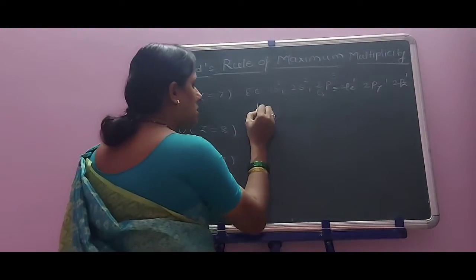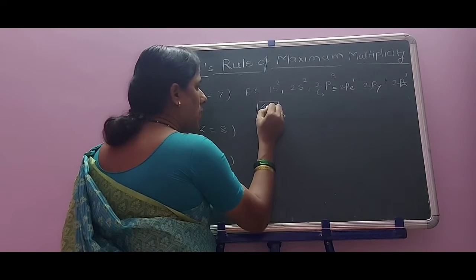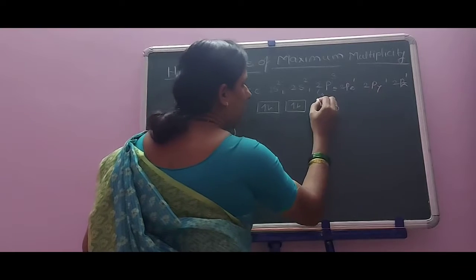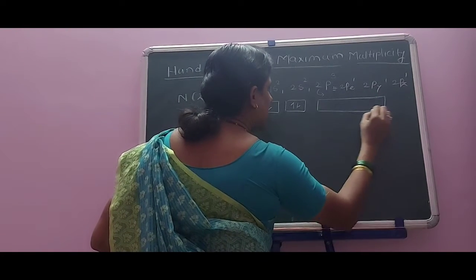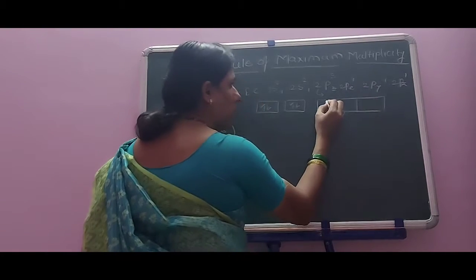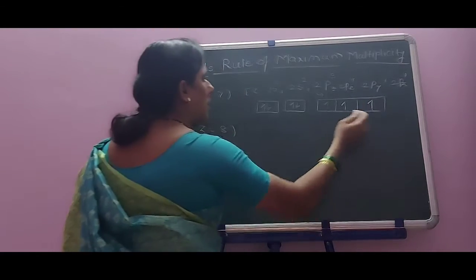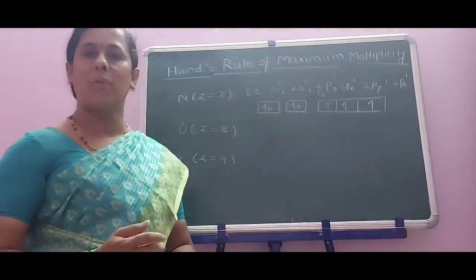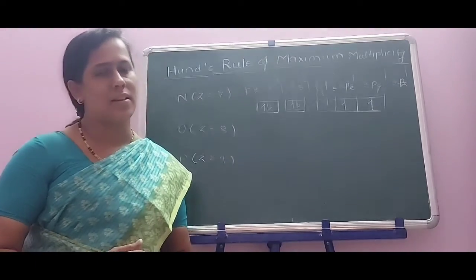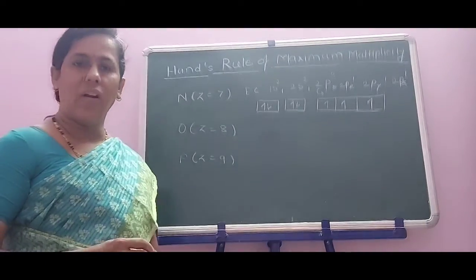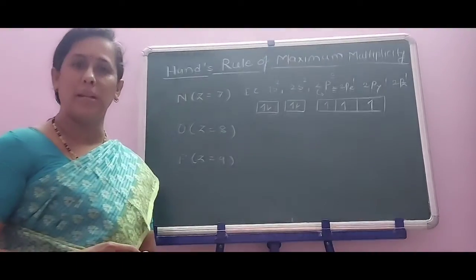We can write this in a box diagram as 1s2, 2s2. Here the 2p orbitals, how many are there? The degenerate orbitals are 3. One electron each goes in each orbital. This filling of electrons is nothing but Hund's rule of maximum multiplicity. You can get the idea of Hund's rule of maximum multiplicity.